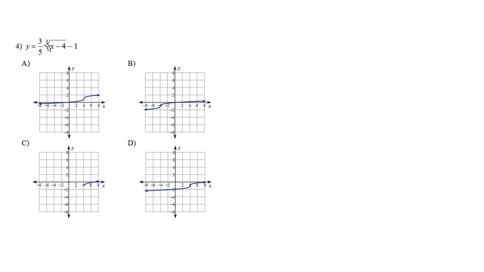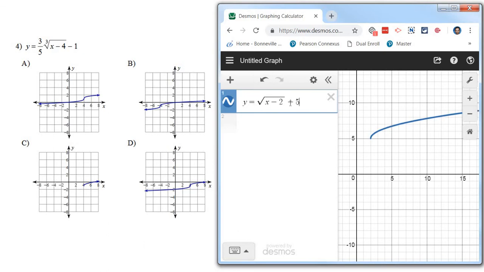Cube root function. Well, it works the same way. This thing is compressed 3/5. It shifted right 4 and down 1. Right 4 and down 1. So if you had an idea what cube root of x looked like, I hope you could just look at that graph and describe it. But again, let's just go to Desmos and let's put it in, okay?